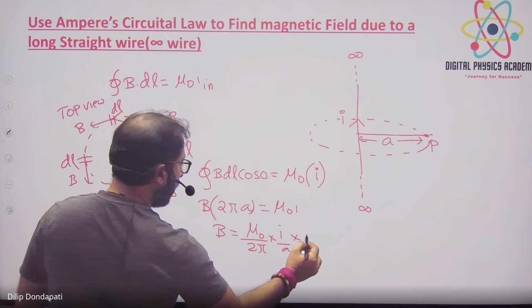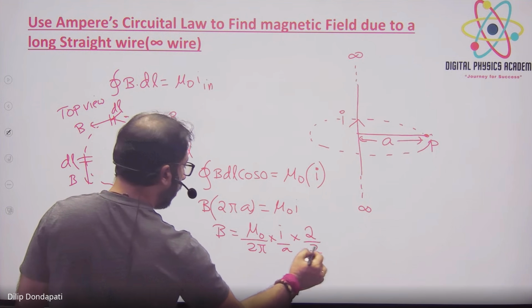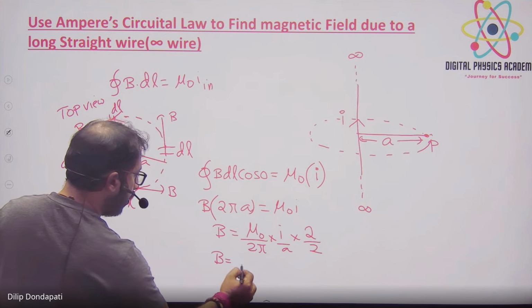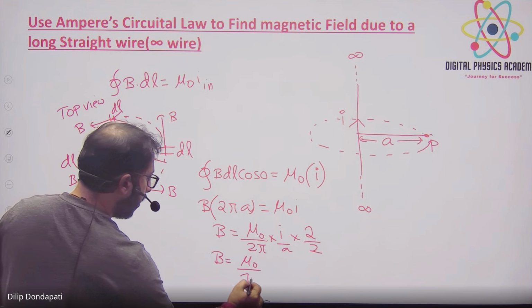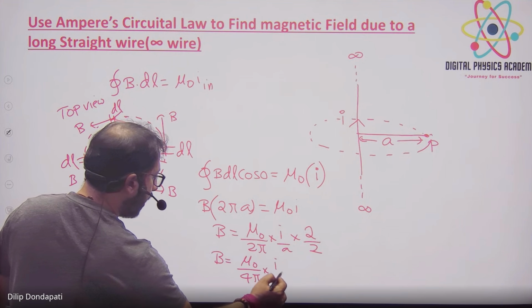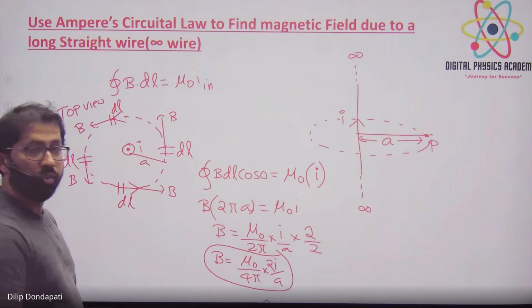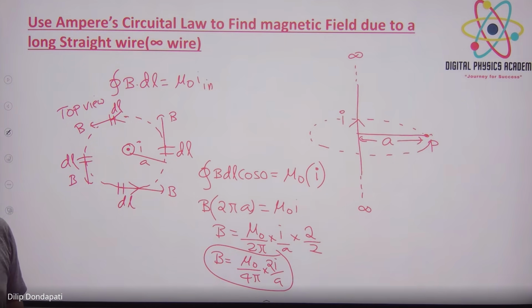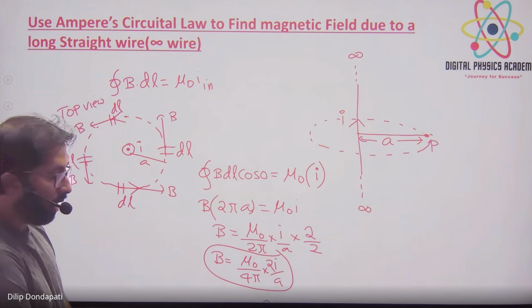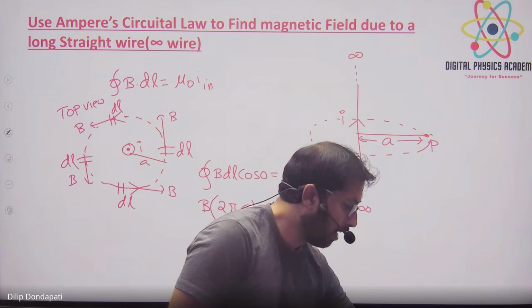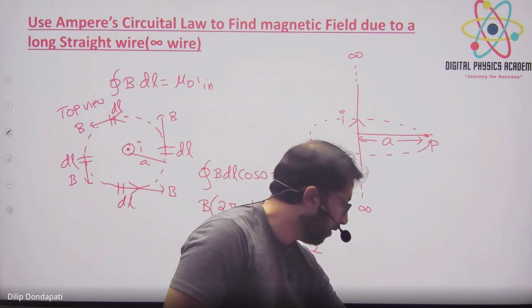I am multiplying and dividing with 2, so that the formula matches: mu naught by 4 pi into 2I by A. This is the formula for the magnetic field of a current carrying wire. Very simple, understand. Its application is coming. If you don't understand, it will be covered in the middle of the class.